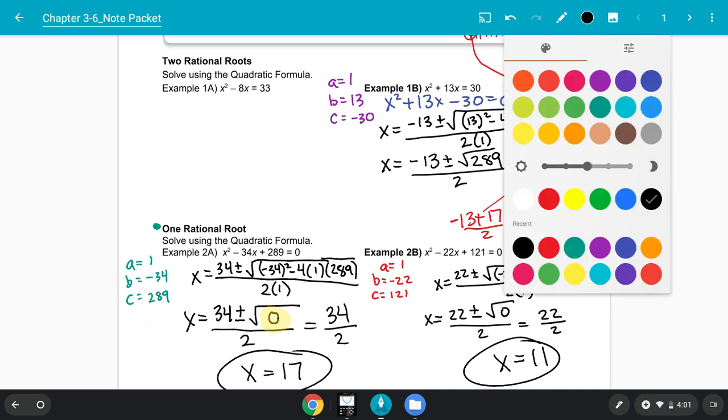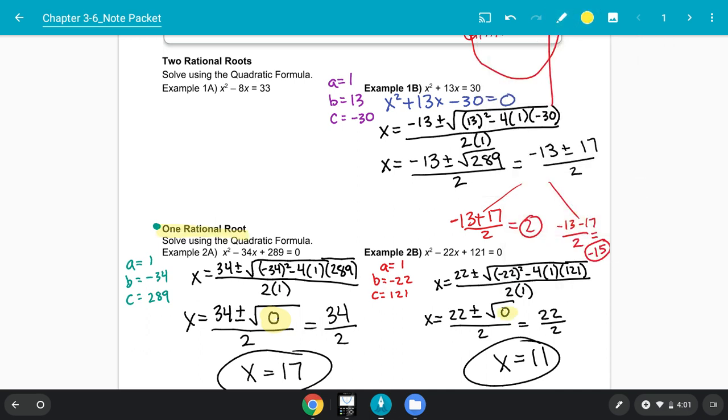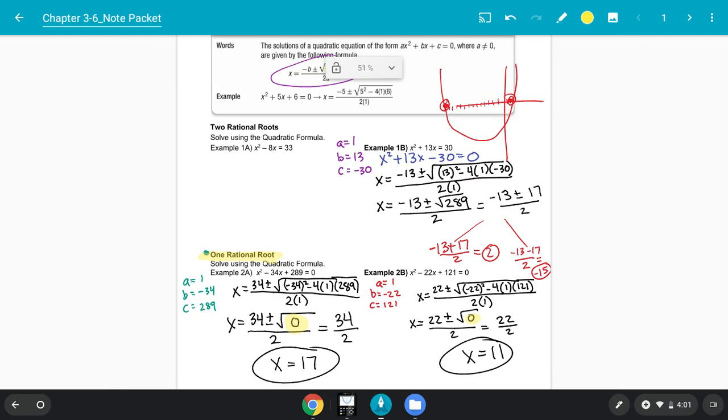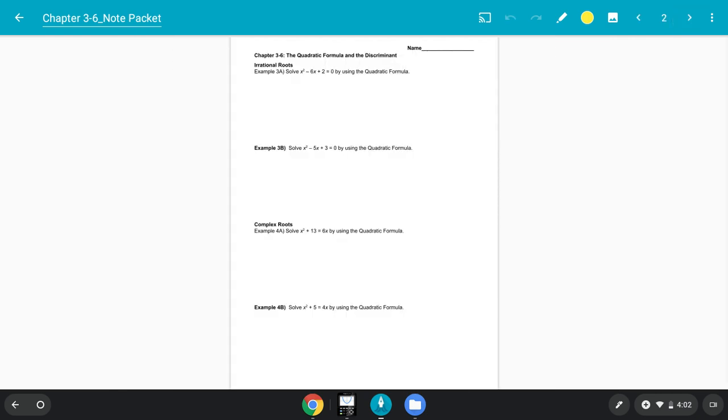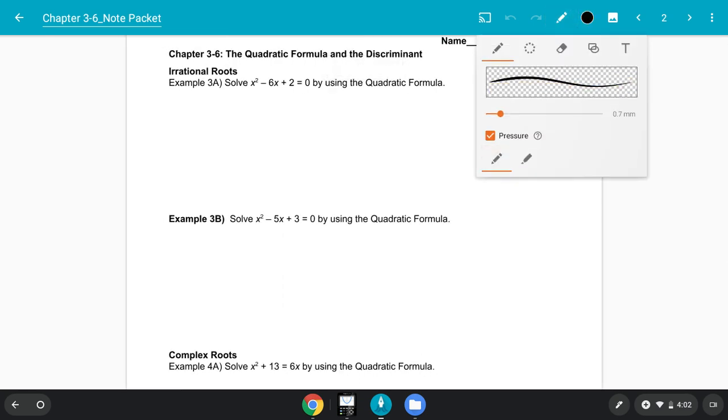So, big thing here, one rational root is going to happen when that discriminant is 0, when that thing under the radical is 0. All right. Then we go to the back side. So this one says if we have irrational roots.